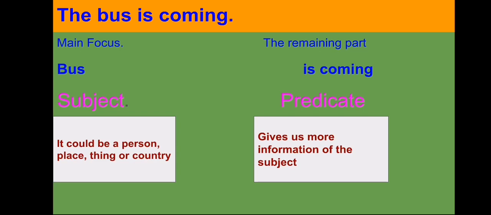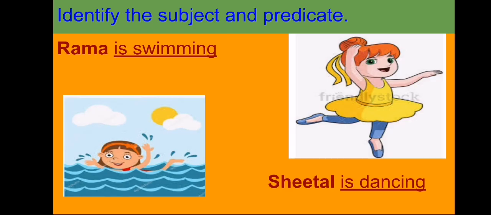Now, the remaining part of the sentence is called the predicate. So, the sentence is divided in 2 parts, the subject and the predicate. Now, what is the work of the predicate? The predicate is giving more information about the subject, what the subject is doing, where the subject is going, and what the subject is about to do.